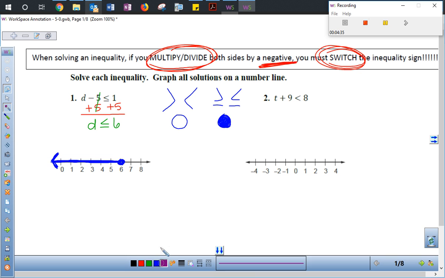Now finally, I need to write my answer in what we call set builder notation. It's how we write our answers for any inequality. So here's what we do. We start with a set bracket.